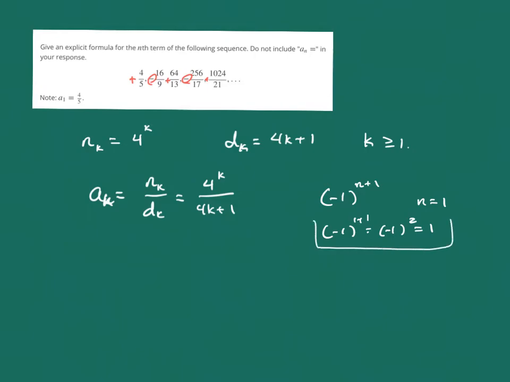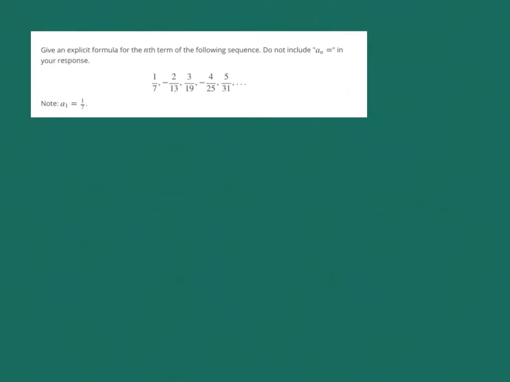Okay, so this tells me how I can start with this sequence. If I put these together, what does my sequence look like as a final answer? Well, my kth term looks like minus 1 to the k plus 1 times 4 to the k over 4k plus 1. And that will work for k greater than or equal to 1. So if we take a look at this next sequence, let's see if we can figure out what the formula is going to be for this.